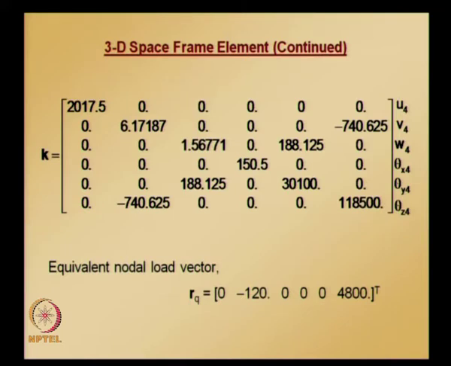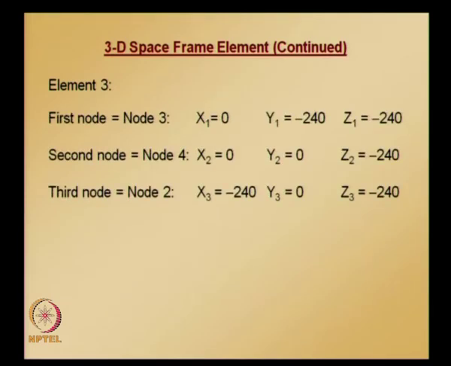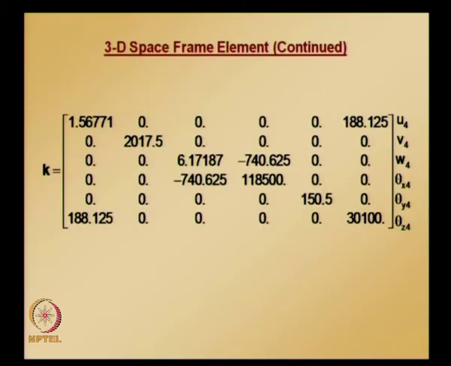And similarly, we need to get, for element 3, the first node, second node and third node, and using this we can easily calculate the rotation matrix. The same thing we can also calculate using the orientation angle method. And the stiffness contribution to the global equation system is this one.